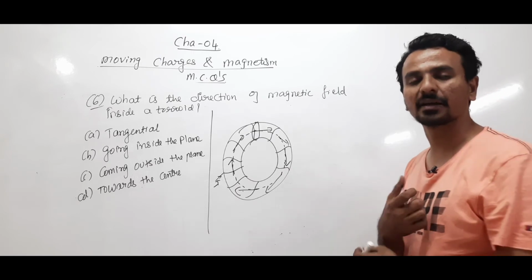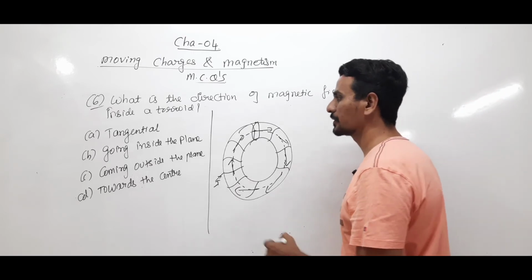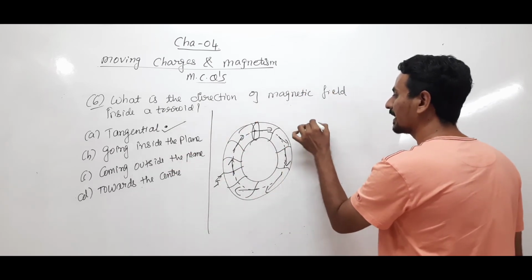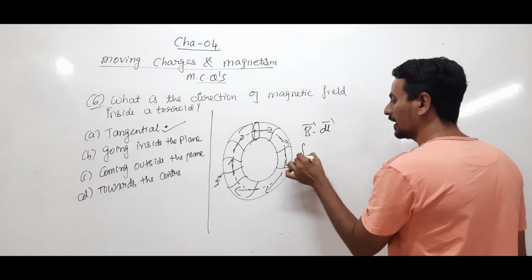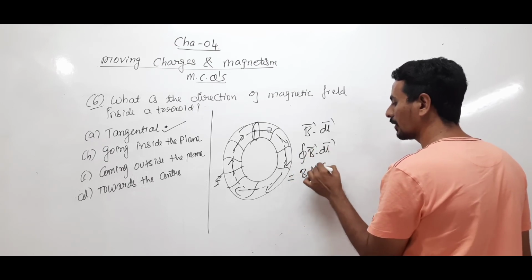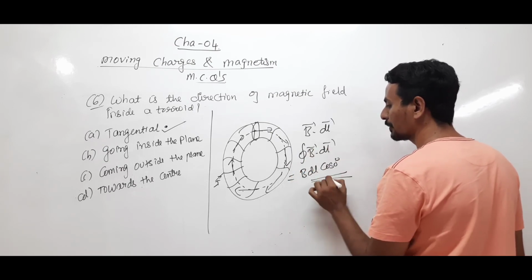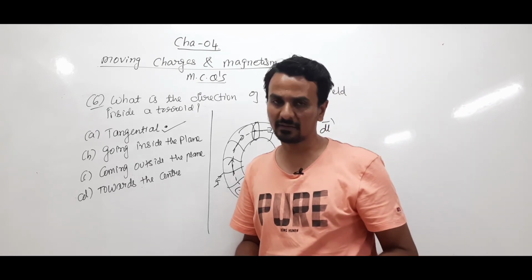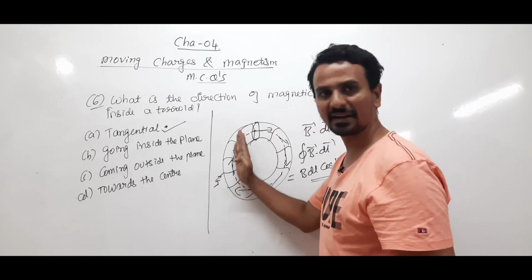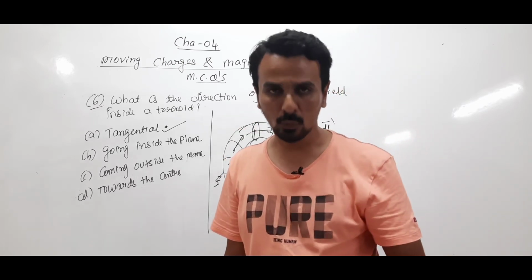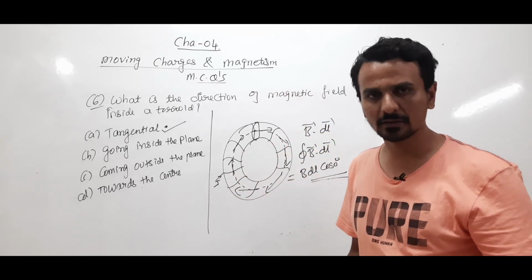The direction of magnetic field will be inside the toroid. So it will be tangential to the toroid. And that is why both B and dl are in the same direction. So integration B dot dl will be equal to B dl cos 0. This is what you must have learned in the derivation, right? Because the angle between B and dl is 0, because both displacement vector and magnetic field are in the same direction. So cos 0 will be 1. Clear? Fine.